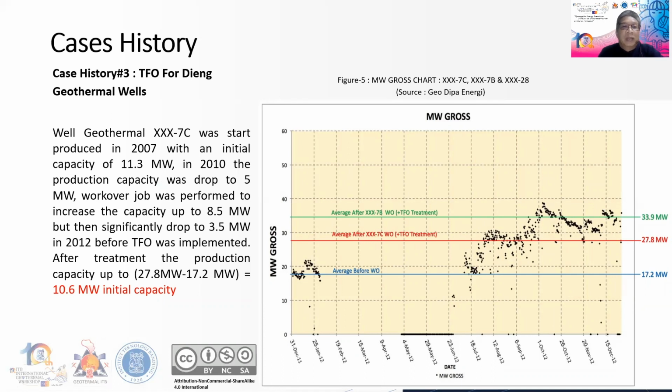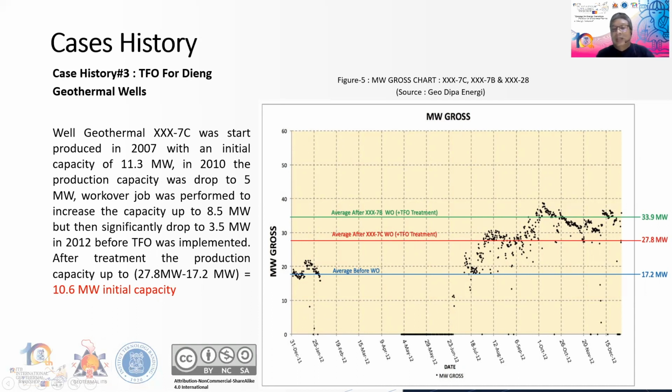The well XXX7C started producing in 2007 with an initial capacity of 11.3 megawatt. In 2010, the production capacity dropped to 5 megawatt, and they did a workover and capacity went up to 8.5 megawatt. After that, the well significantly dropped to 3.5 megawatt. So we put in the TFO and implemented it there. The production increased from 3.5 megawatt up to 10.6 megawatt initial capacity.